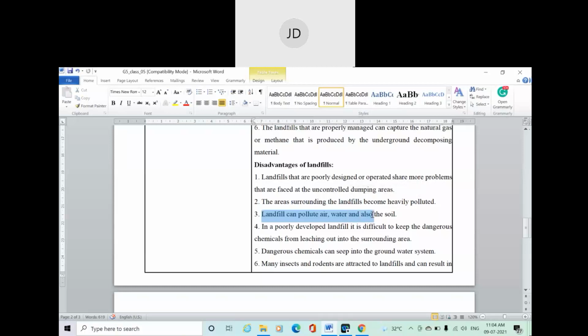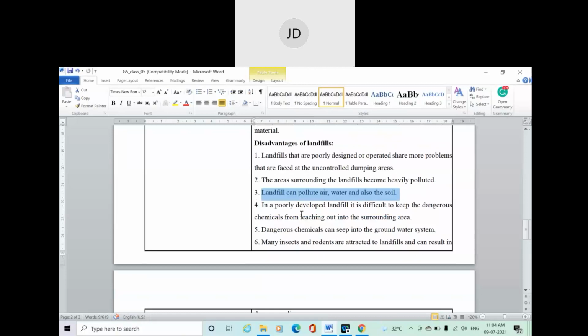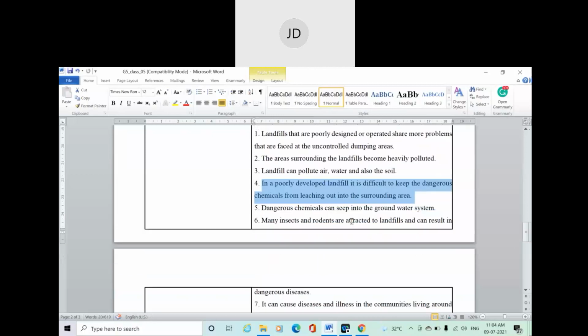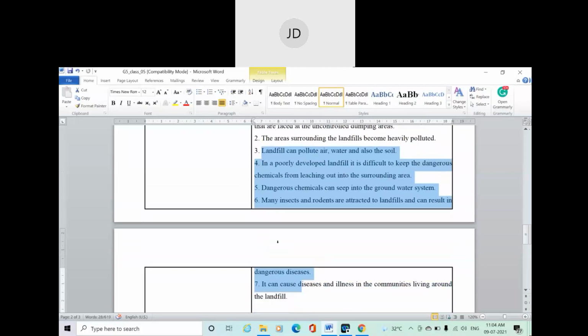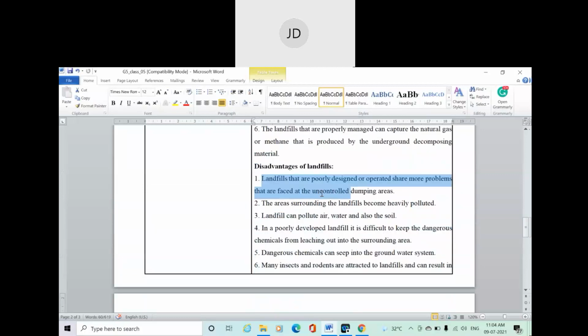Landfill can pollute the air, water, and also soil if it is not designed properly. In a poorly designed landfill, it is difficult to keep dangerous chemicals from leaching out into the surrounding area. Dangerous chemicals can seep into the groundwater system. Many insects are attracted to landfill and can result in dangerous diseases. It can also cause illness in the community living around the landfill. These problems arise only when the landfill is not designed properly, so the design of the landfill is very important.